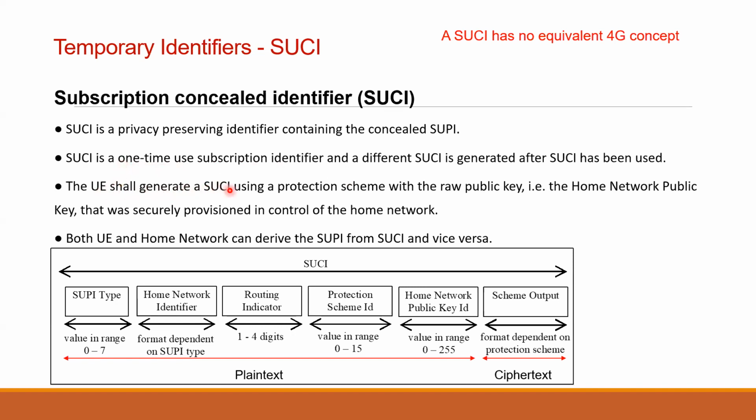A UE shall generate a SUCI, so it is generated by the UE using a protection scheme with the raw public key. So it uses a home network public key that was securely provisioned under the control of the home network. Both UE and home network can derive the SUPI from SUCI. So this we saw in the description of UDM, that UDM basically derives SUPI from SUCI. So in SUCI, this portion is your plain text, and this is your ciphertext, which basically converts your SUPI to your SUCI.